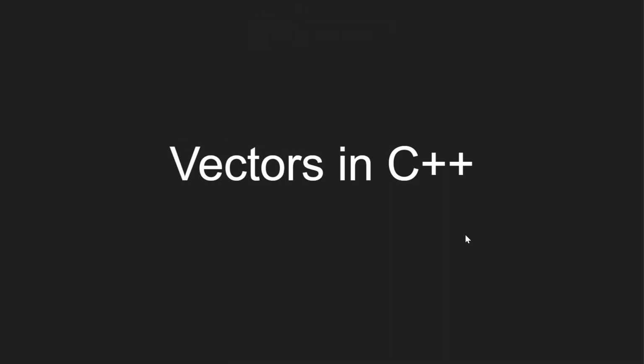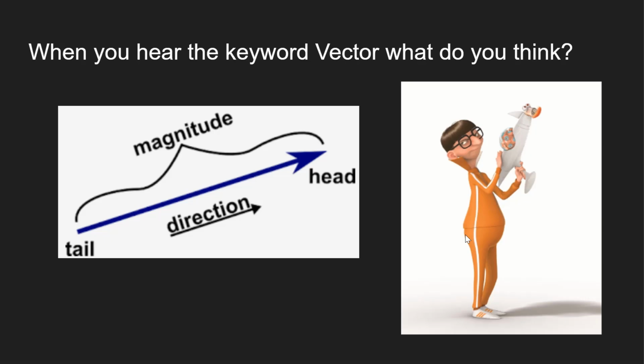Alright, so vectors in C++, let's get into it. When you hear the keyword vector, what do you think? Do you think of going back into high school math in the calculus class when you were talking about vectors with the arrows and all that? Or are you thinking about that character in the movie Despicable Me, whose name was Vector? Whenever I think of vectors, I think of the straight line with the arrow, in my opinion.